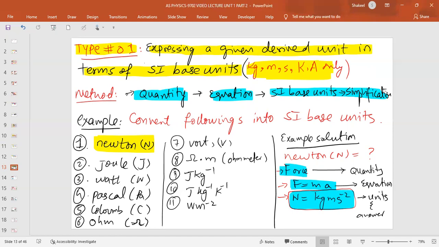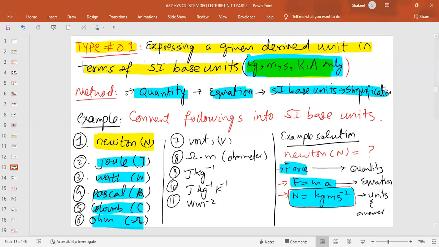So first you need to think about the quantity, then write its formula, and then put SI base units in the formula, and make sure that your final answer is only in the form of these units: kilogram, meter, second, Kelvin, and ampere. So you have to try now for joule, watt, Pascal, coulomb, ohm, volt, ohm meter, joule per kilogram per Kelvin, and watt per meter square. Use the same method that I have described in this slide.